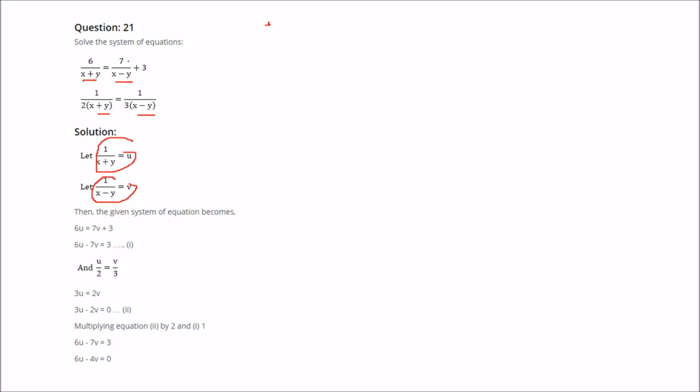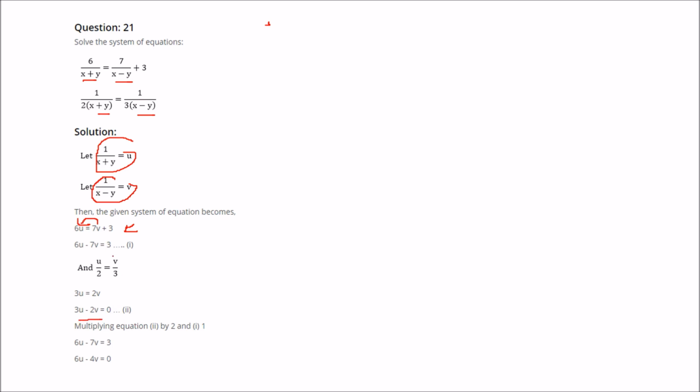6u equal to 7v plus 3, first equation. Or you can say, bring 7v on the left hand side, 6u minus 7v equal to 3. This is our first equation. Now here u by 2 equal to v by 3. So what do you get? 3u minus 2v equal to 0.